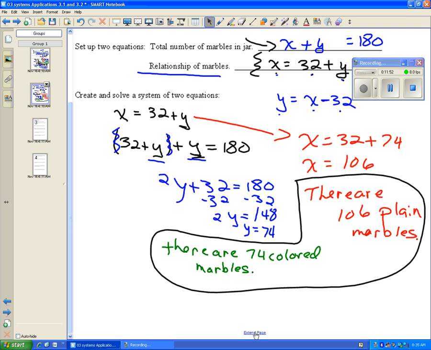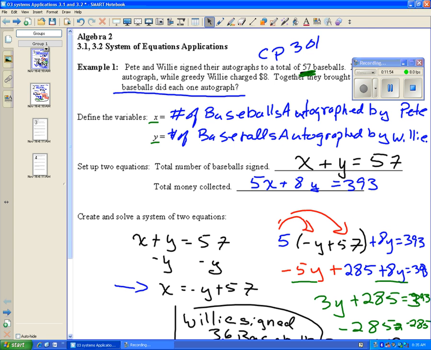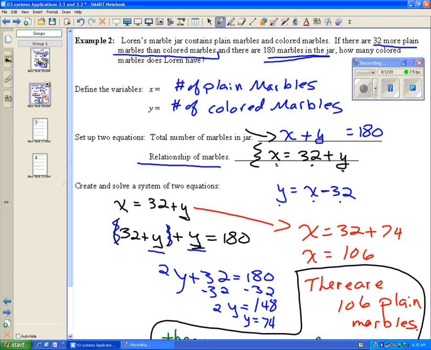So again, in the first set of problems we had, I was given two totals. So my answers dealt with totals. In the second set, I had a total and then I had a relationship. And I had to set up my equations based off that total and that relationship.